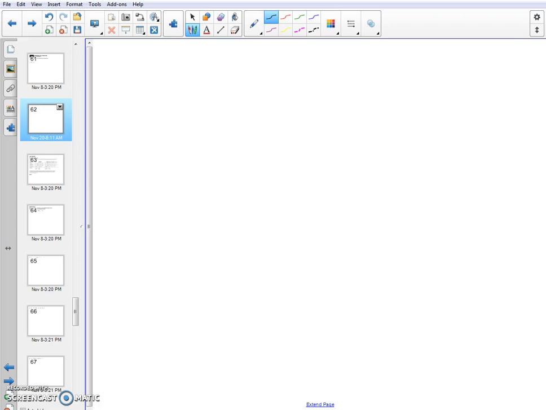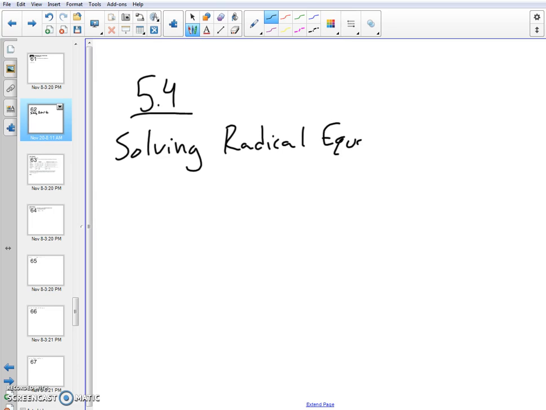Alright, so today we are going to be looking at the first set of notes here in section 5.4, which is solving radical equations. Okay, so this is something that's pretty straightforward. You're just solving equations, so you're looking for your variable, typically x. There just happen to be some roots in your equations.